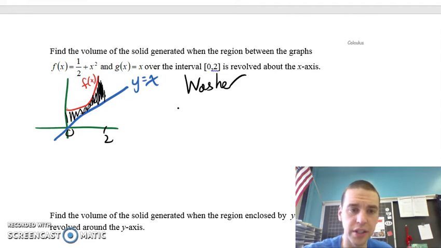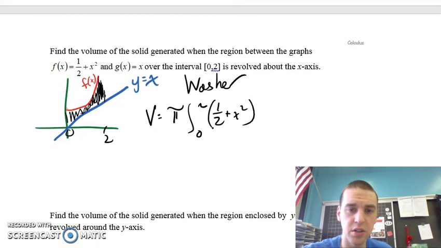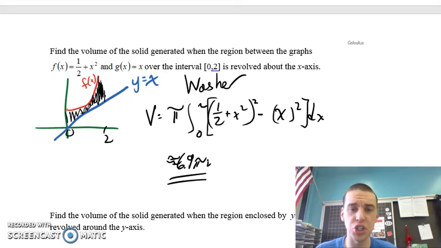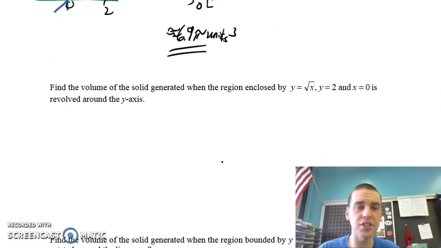So what we're going to do here is, the volume equals pi, from 0 to 2 of the top curve, 1 half plus x squared, minus g of x, minus x squared dx. Now again, the easiest way to do this is plug it into your calculator, y1, y2, and then do the actual math out. So the answer is approximately 6.9 pi. This would be units cubed.